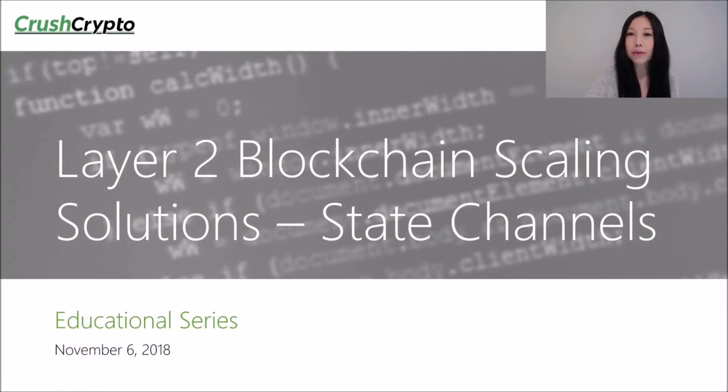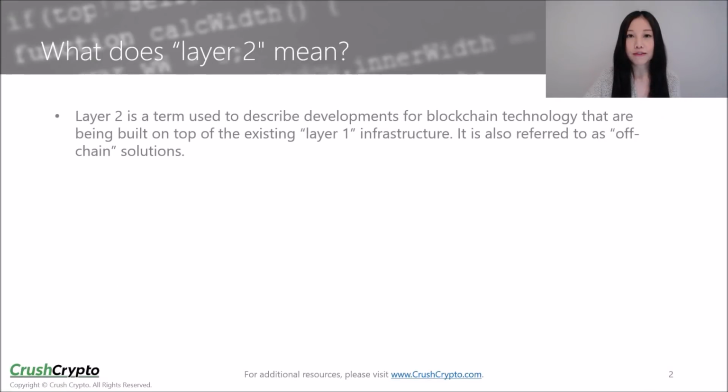In this video, I will be discussing Layer 2 blockchain scaling solutions and in particular, state channels. This is part of our educational series where we are exploring different areas of blockchain technology. Layer 2 refers to developments in blockchain technology that are being built on top of the existing Layer 1 blockchain infrastructure. It is also referred to as off-chain solutions.